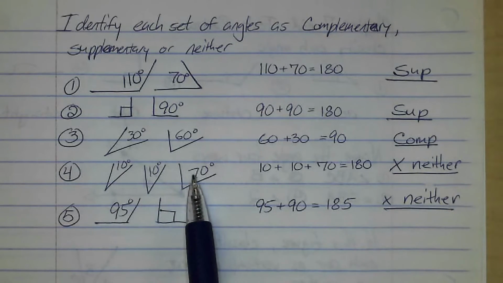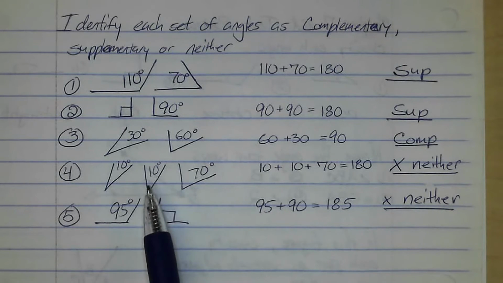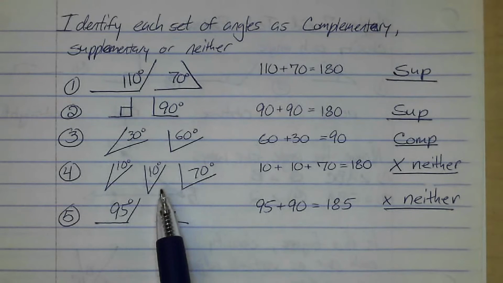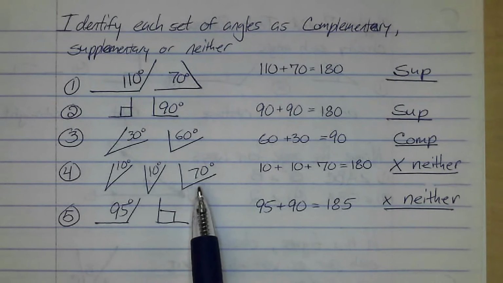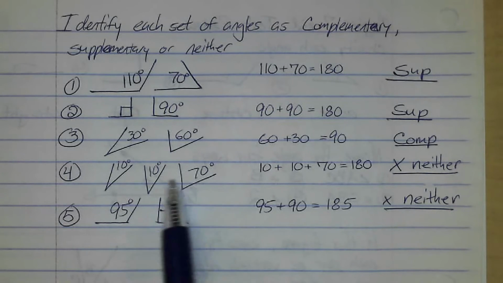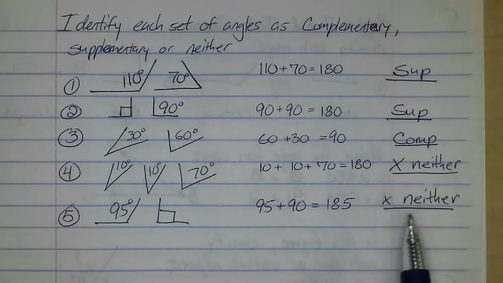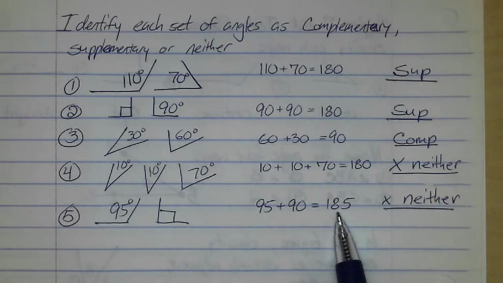We'll take a look. How many angles do we have? 1, 2, 3. And remember, the definition for complementary and supplementary angles: 2 angles that add up to 90 degrees or 2 angles that add up to 180. No more than 2. That's why this one's neither. Right here, 2 angles add up to 185. It's also neither. It's not adding up to 180, not supplementary, not adding up to 90, not complementary.